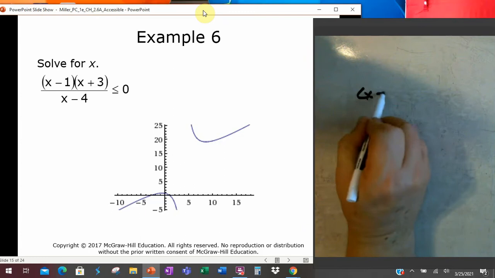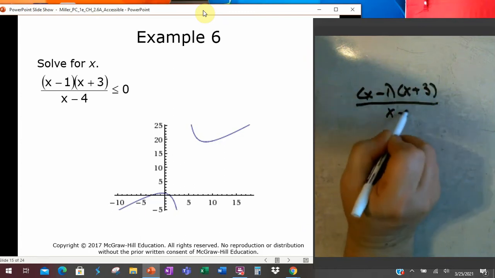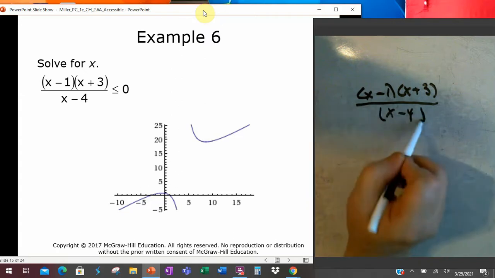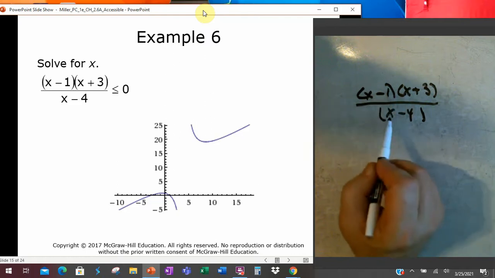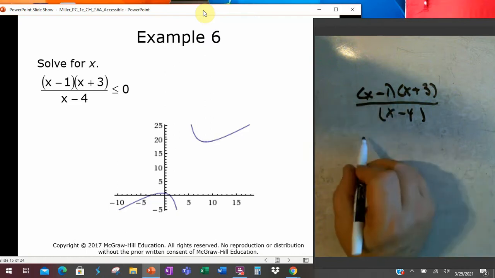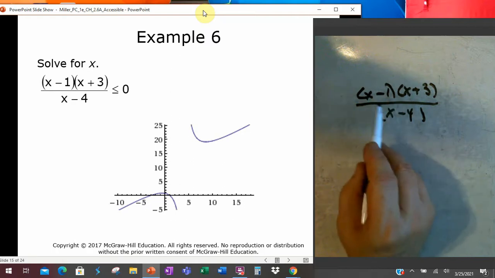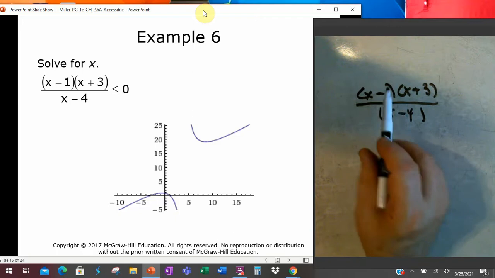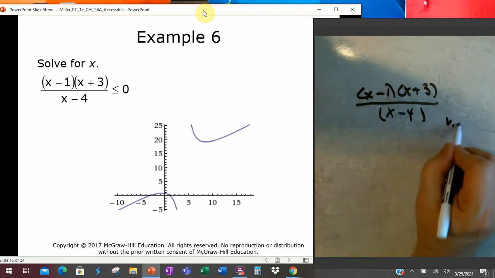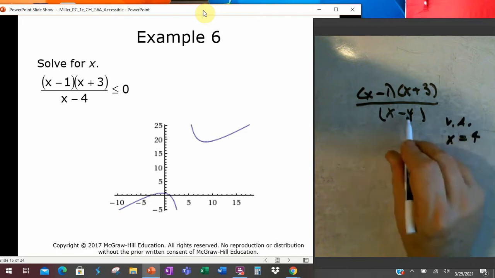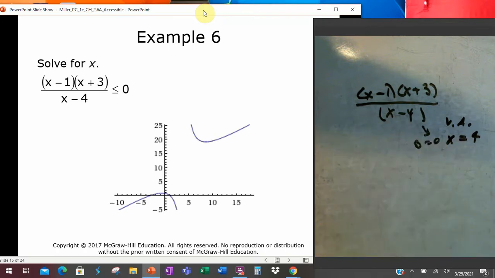So I've got x minus 1, x plus 3, x minus 4. To do this as a graph, I've got to realize that this is a degree 2 over degree 1. What are the things that I need? Vertical asymptotes. Before I even worry about vertical asymptotes, I want to make sure that the degree of the top is less than the degree of the bottom. Yes, the vertical asymptote is still going to be where the denominator is equal to 0. X minus 4 is equal to 0 there. That's a vertical asymptote.